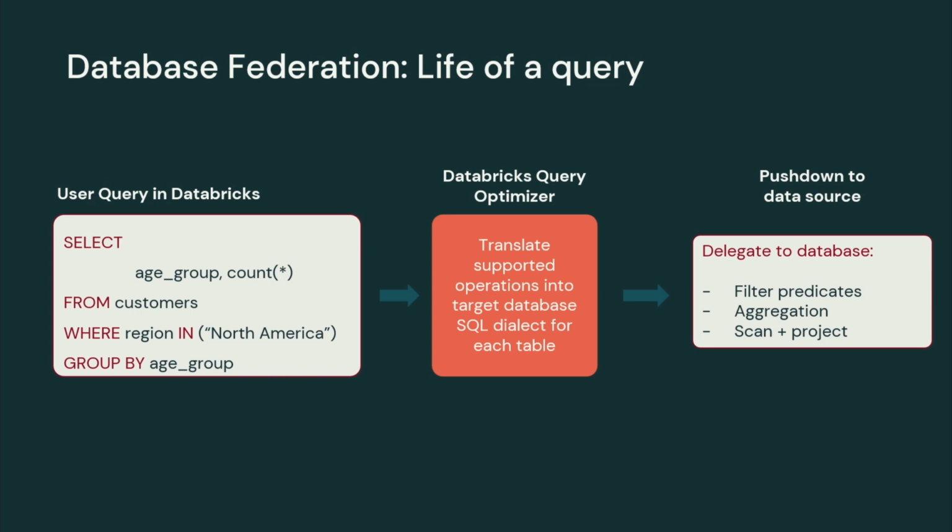But if that didn't make immediate sense, I created some high-level diagrams just to show you what the life of a query looks like for both of these. So we'll start with database federation, starting with a simple query from a user in Databricks. Once that query is sent in, the optimizer will translate the supported operations into the target database SQL dialect for each table that's involved in that federated query. And then, to make things as efficient as possible, we'll push down to the data source and the external compute on things like filter predicates, aggregation, scan and project. And so that's what it looks like for database federation.